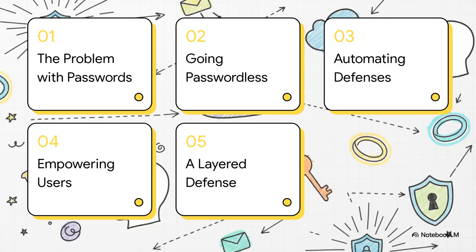So here's our game plan. We're going to start with the root of all evil, the password problem. Then we'll walk through the solutions step by step. We'll look at going passwordless, automating our security, making life easier for our users, and then, finally, how to weave all of this into one seriously strong defense.